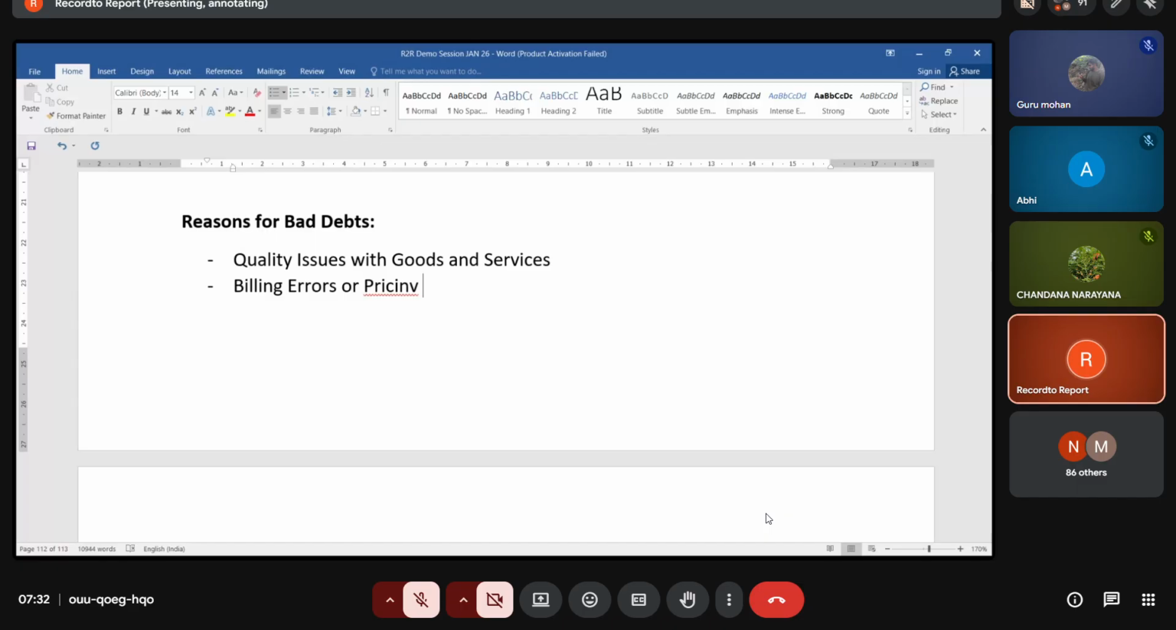For example, while purchasing an asset or anything, we made an agreement that you need to supply for 10,000, but he billed for 15,000. Will you make the payment for that?